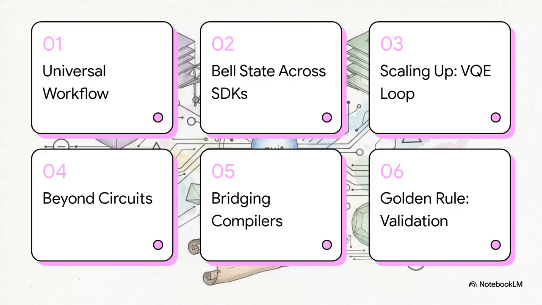We'll start with the universal quantum workflow, compare a basic Bell state across different SDKs, and then scale up to hybrid VQE orchestration. After that, we'll explore non-circuit workflows, bridge the gap with compilers, and finish up with the absolute golden rule, validation.